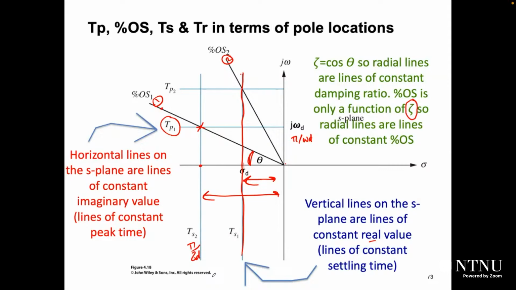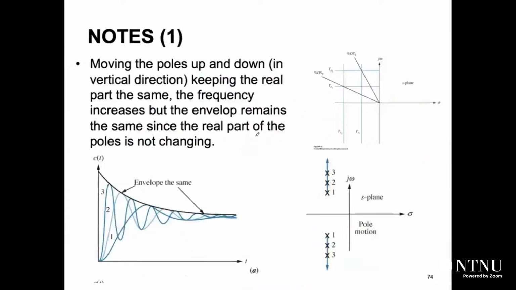We still have the horizontal lines. Those horizontal lines on the S-plane are lines of constant peak time, because the imaginary part here is constant, and the peak time is pi divided by omega d. So in this graph, this is the connection. Radial lines are lines with constant overshoot, horizontal lines are lines with constant peak time, and vertical lines are lines with constant settling time.